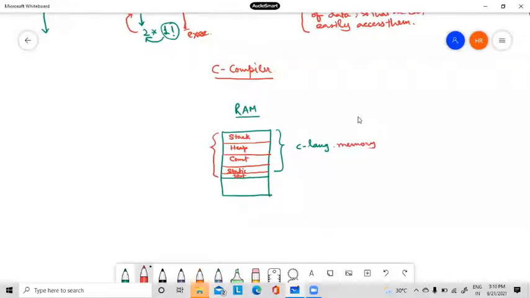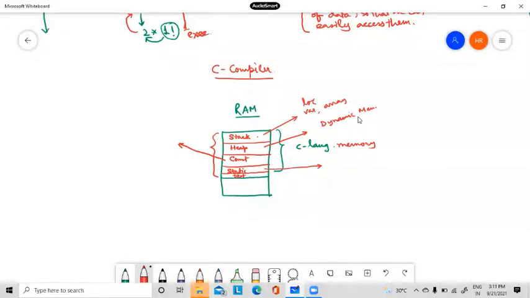All your variables, local variables, and arrays will be stored in the stack memory. The heap memory will be used for dynamic memory allocation. I hope you have heard of dynamic memory allocation, malloc and calloc. This heap memory will be utilized. Sometimes we require some constant variables, so those will be stored in the constant memory part. Sometimes we require some static variables, so those will be stored in the static part.